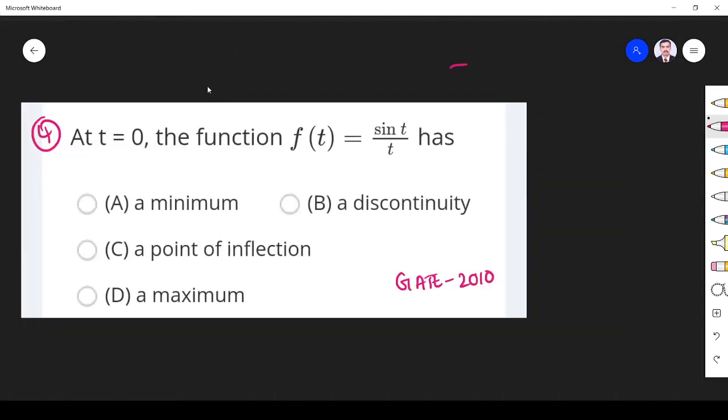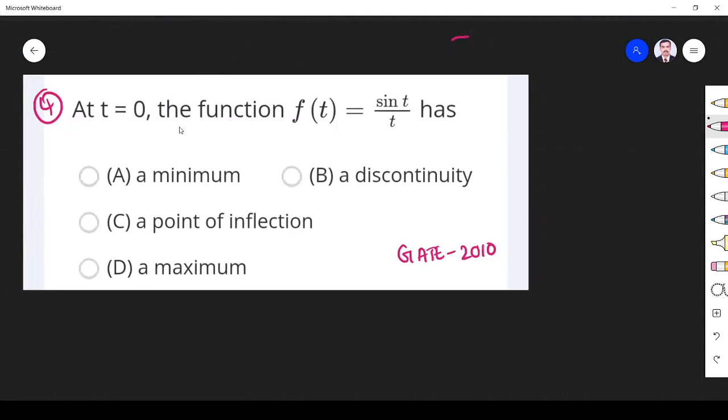Next one, this is a beautiful problem. We can solve it simply. At x is equal to 0, f of t is equal to sin t by t has what? Is it minimum or maximum or point of inflection or discontinuity? Here you see it is sin t by t. Sin t by t is nothing but a sinc function. Sinc will be like this. Right? We know it is sinc.